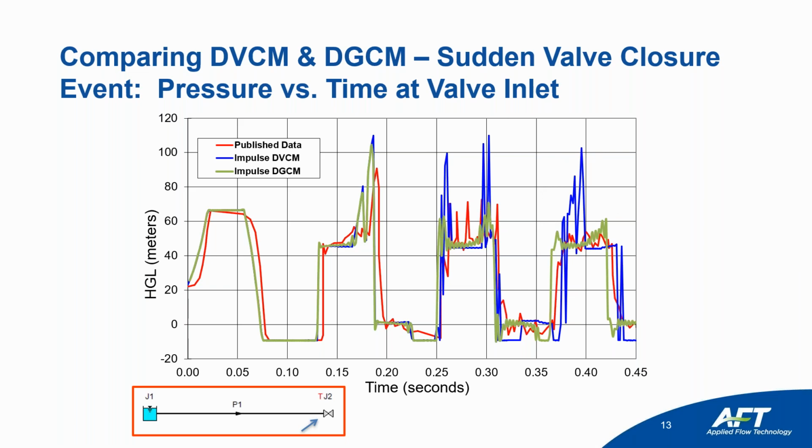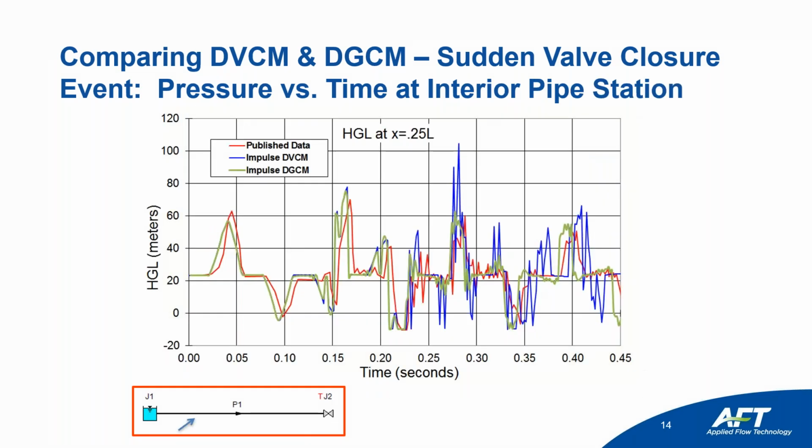Okay, let me go on to the next slide here. This is the same piping system, but instead of plotting the pressure at the outlet of the valve, it's plotting the pressure at this interior pipe station. So maybe that's 200 feet into the pipe, perhaps.